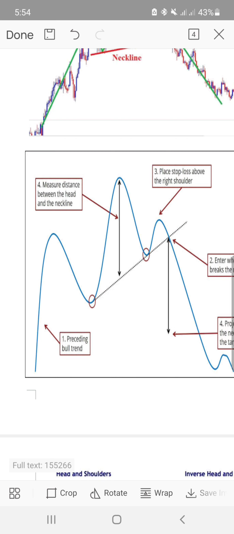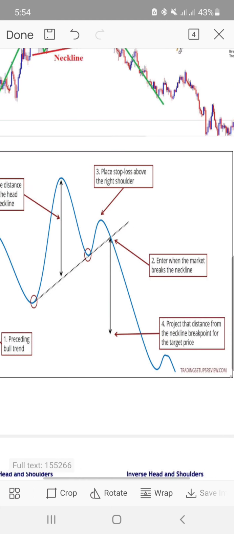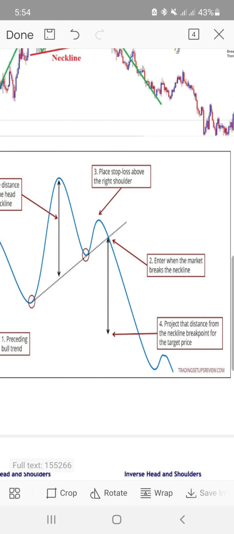just some explanations. This one here says preceding bull trend, that is the market is going up, bullish, right? Then the second one is saying enter when the market breaks the neckline, as I have been saying before. Then place your stop loss above the right shoulder. That is when you want to sell, right shoulder, that is above the neckline here, right? Then for your take profit, project that distance from the neckline break point for the target price, right?